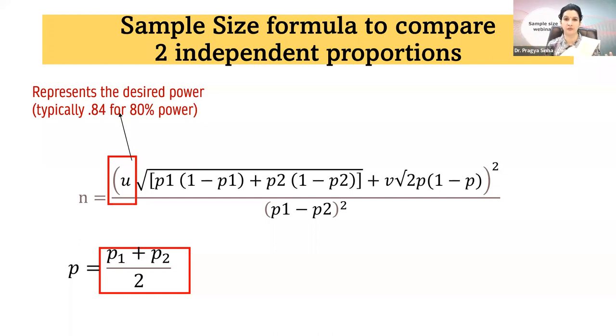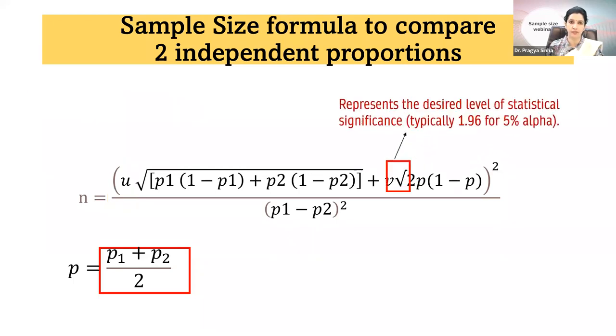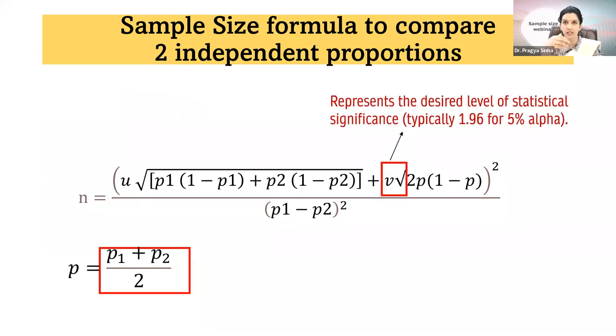They must have done it. So we drafted this webinar, like we took the standard example and we are cross-checking how they have arrived at a certain number. So this U again represents the desired power, which is 0.84 at 80% power. And this V represents the desired level of statistical significance, which is 1.96. So that's why in all our formulas, you will see we use U and V. And the reference is Kirkwood, because when we read that book, we found that it was easy.